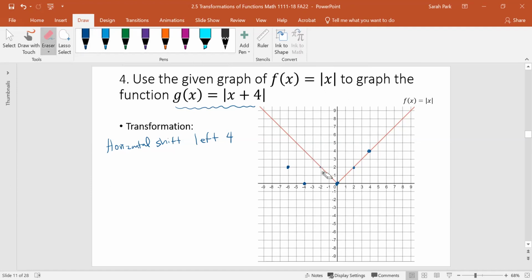It's getting confusing because they're the same color, so let me make it a different color. So we shift that point, and take that point and make it go left 4. We're working with 2, 2, and it would shift there, and then 4, 4 shifts to 0, 4. So here's our new graph that shifted the original function, the absolute value of x, and moved everything to the left 4. This would be g of x equals the absolute value of x plus 4 on the inside.